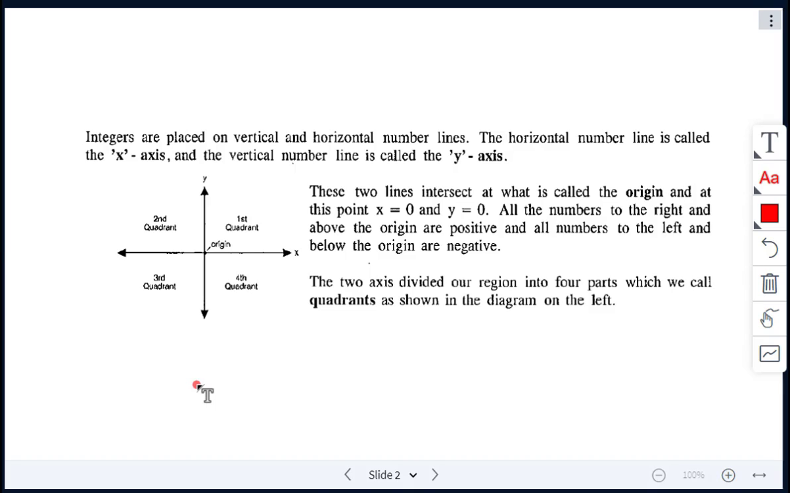The other thing we need to know here is that because of these two axes intersecting here at the origin, we see these four parts in this coordinate grid. This is our first quadrant here, top right is the first quadrant. Moving left, this is our second quadrant. Down here is the third quadrant, and down here, bottom right is the fourth quadrant.